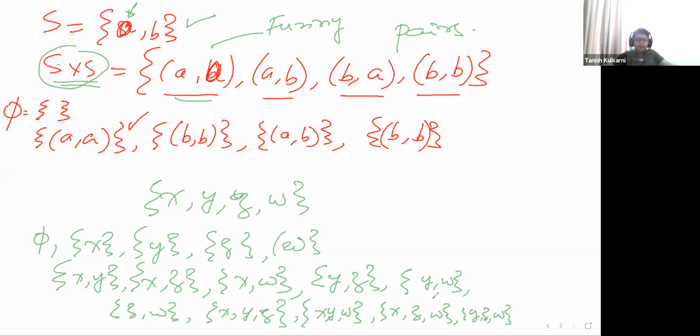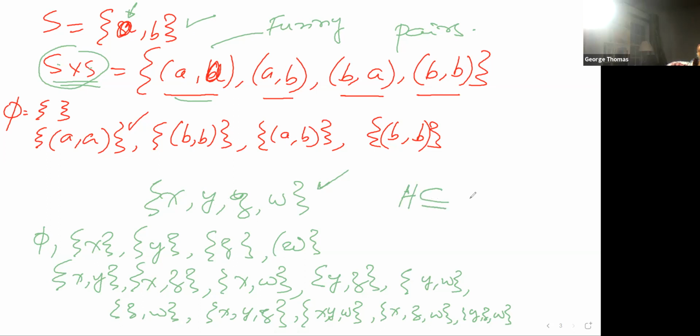Are we done? We need to take the whole set also, like the subset of the whole set. Right. XYZW. So how many subsets does this set have? 2 to the power 4. See, we are looking for subsets. See this equal sign? So if this is the set S, it itself is a subset of it. 1, 2, 3, 4, 5, 6, 7, 8, 9, 10, 11, 12, 13, 14, 15, 16.